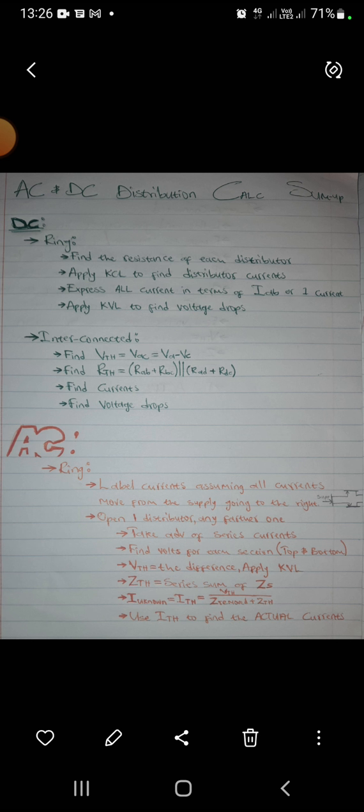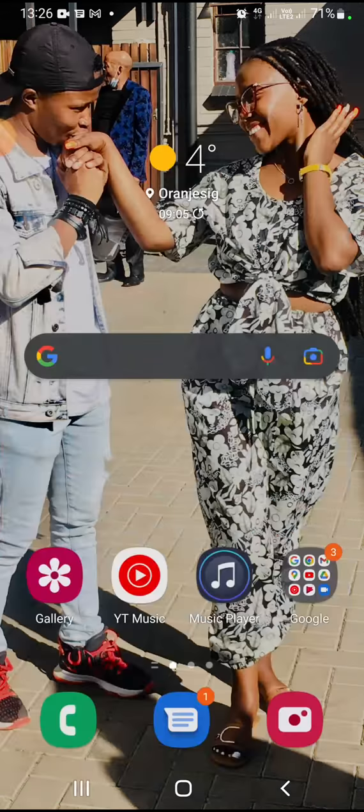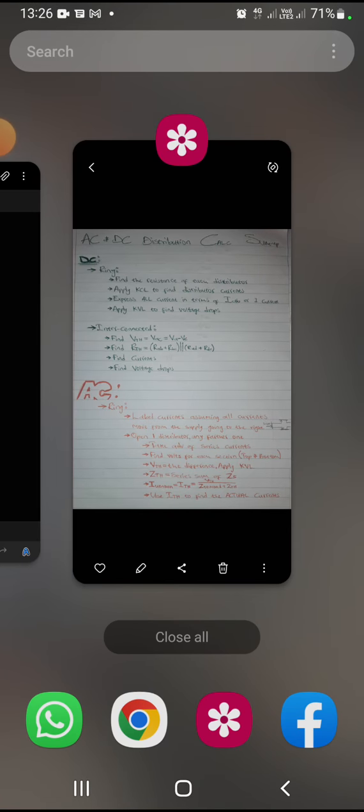And then what we're going to do now, we're going to apply Kirchhoff's law to find the distributor currents. That's what you're going to do. After that, we're going to express each current in terms of AB. Good. Then you're going to apply Kirchhoff's law again, this time Kirchhoff's voltage law, to find the volt drop per each distributor. So let's go. That was the last time viewing that page, so please just have it copied somewhere.